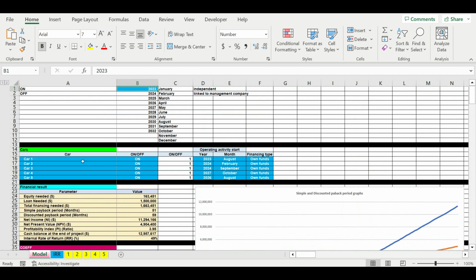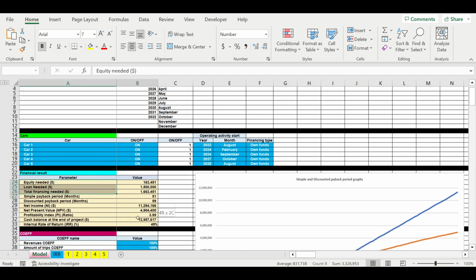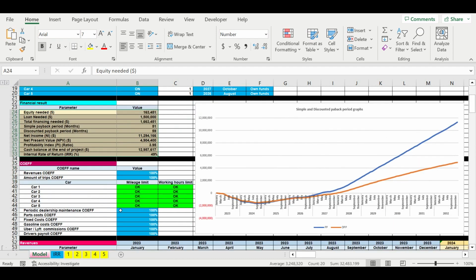Here we can name all our 5 cars. We can switch them on and off from calculations. We can specify when we start the operating activity of each car, what types of financing we're using for each car separately. These are financial results for this scenario that we are currently building.